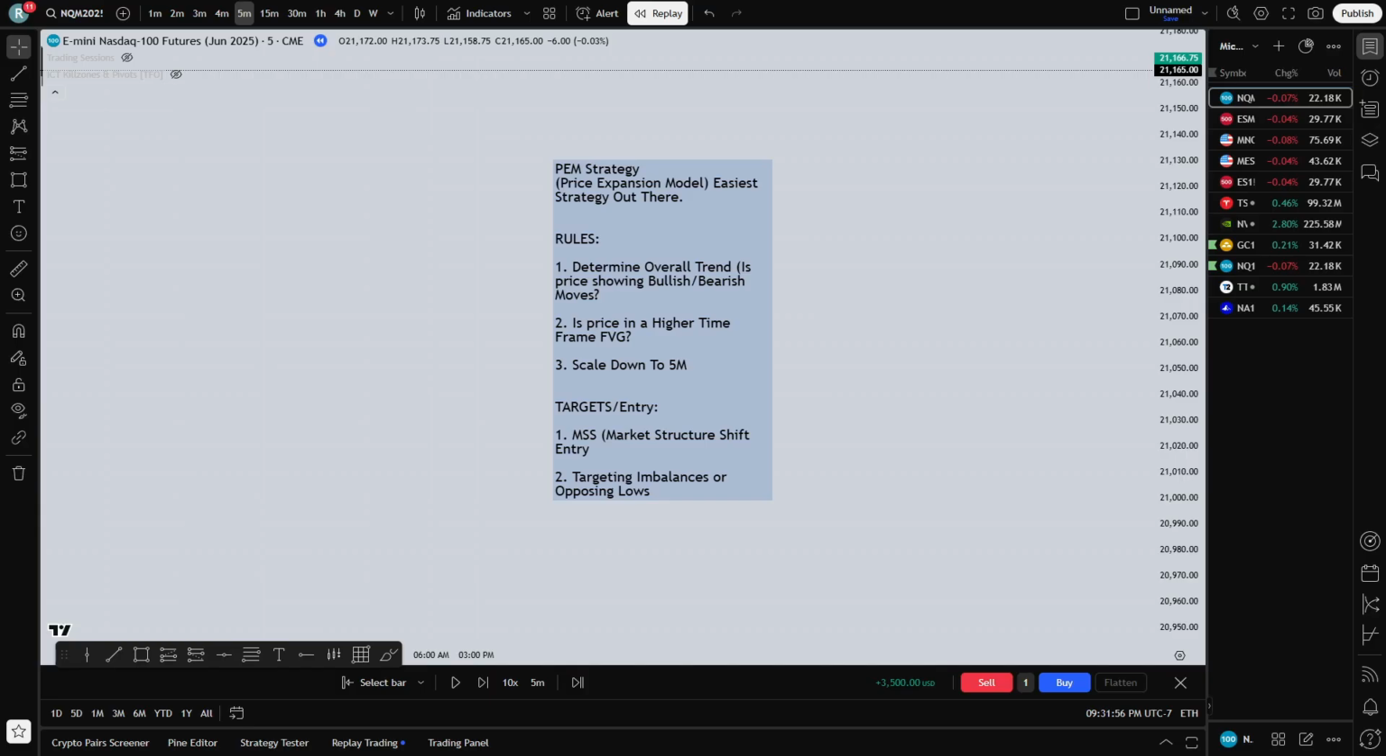This is the PEM strategy, which is the price expansion model. This is the easiest strategy I have on my channel, basically identifying the trend and is it in a higher time frame fair value gap, and that's when you instantly scale down to the 5-minute, and that's where you're going to look for a market structure shift, because market structure shifts in the 5-minute are more reliable and respect more than lower time frame market structure shifts below the 5-minute.